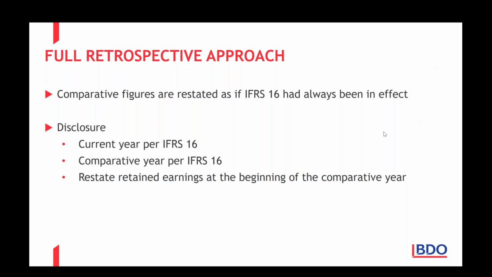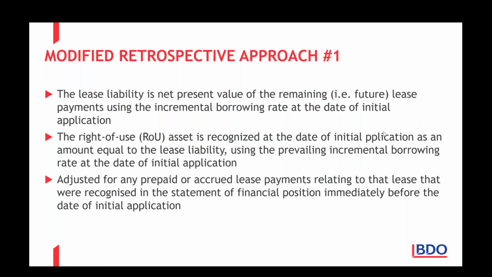If you look at modified retrospective approach number one, because remember I said there's two of them. Under the first one, we've numbered it number one just for ease of reference. In this approach, the lease liability is the net present value of the remaining or the future lease payments, and you use the incremental borrowing rate at the date of initial application, for example, 1 January 2019. So you don't worry about the lease payments that were made in the past since inception of the lease.